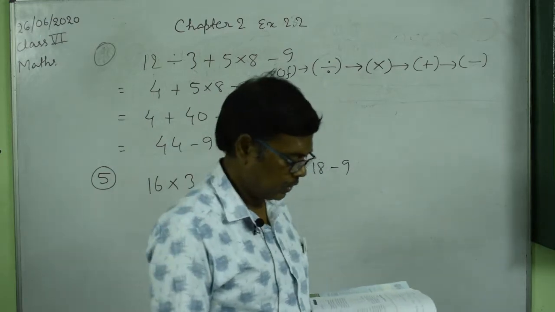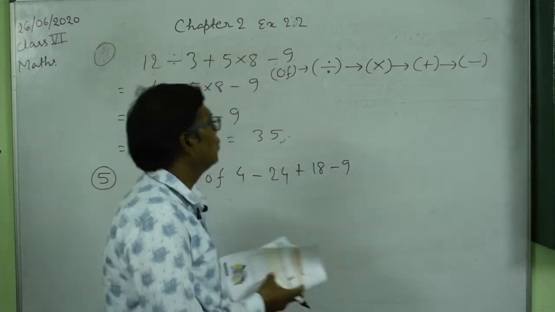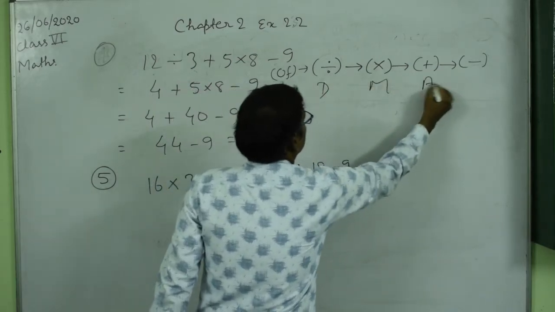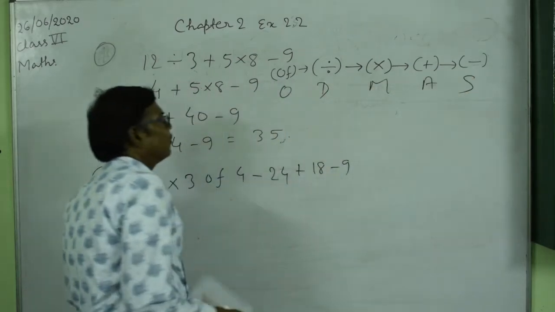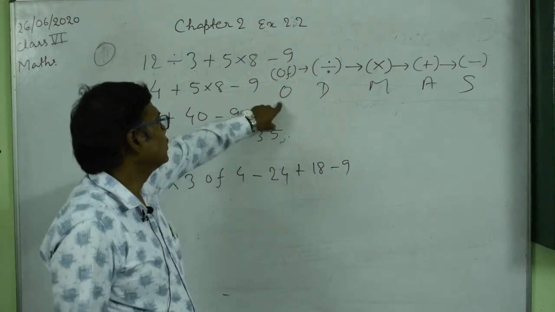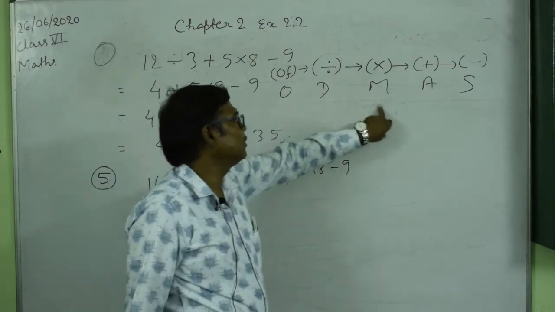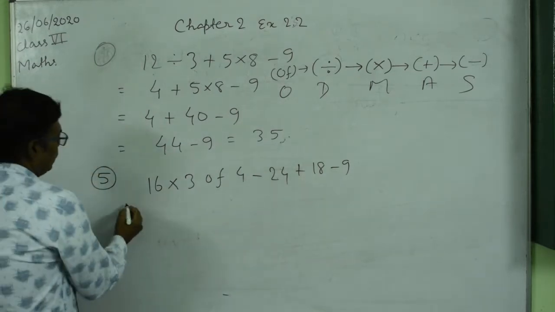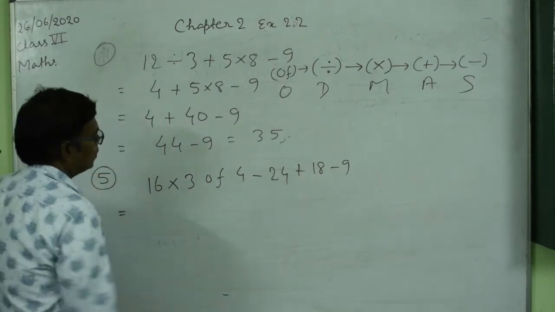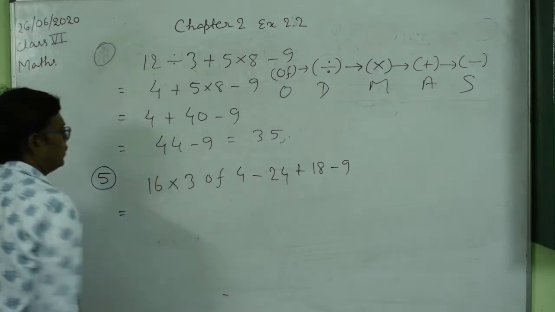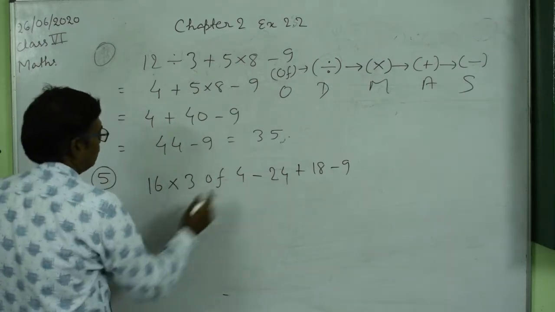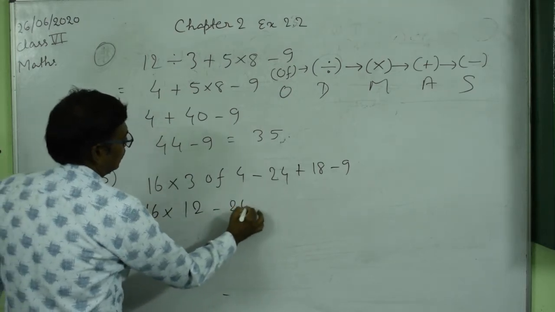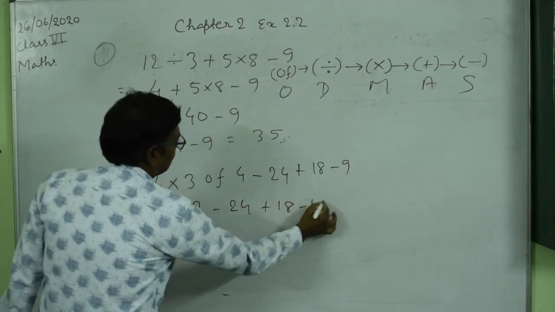Actually this is called ODMAS: of operation, then division, then multiplication and addition, and then subtraction. So remember this flow. Now in this there is an of operation, so first we will solve this. 3 of 4 means 3 times 4 is 12. So 16 into 12 minus 24 plus 18 minus 9.